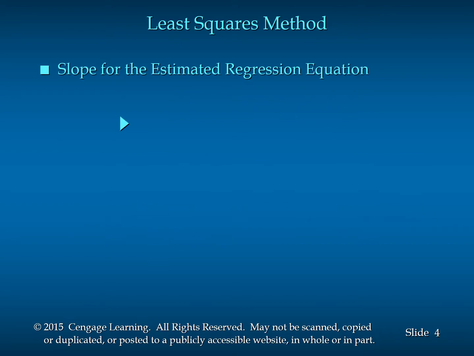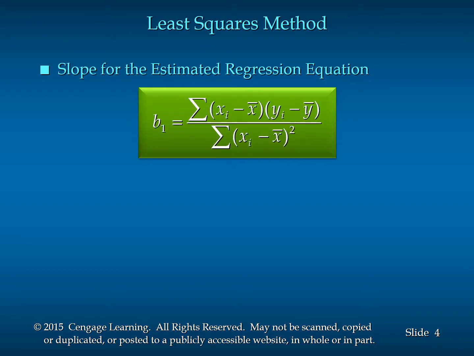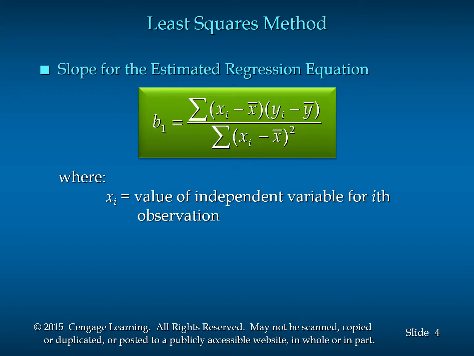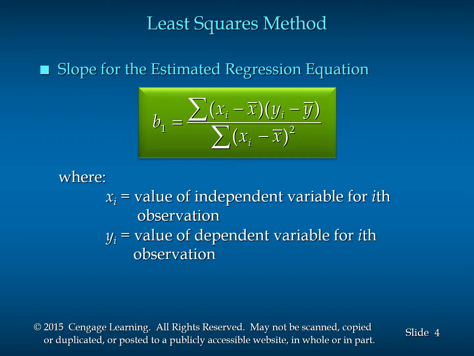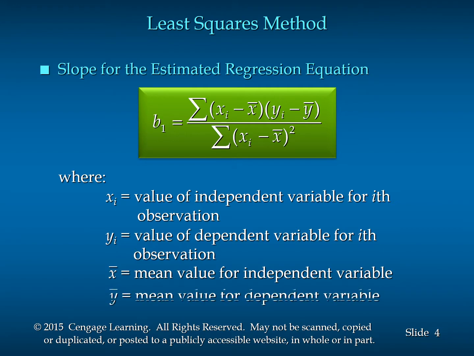The first step in developing the least squares regression model is to calculate the mean of x and the mean of y. From that, we will use this equation to determine the slope value, beta sub 1.